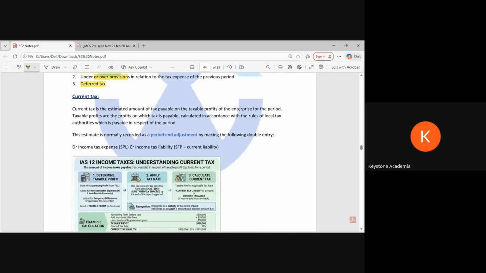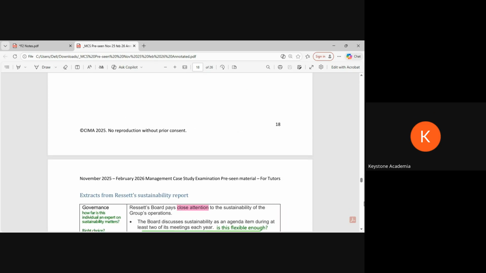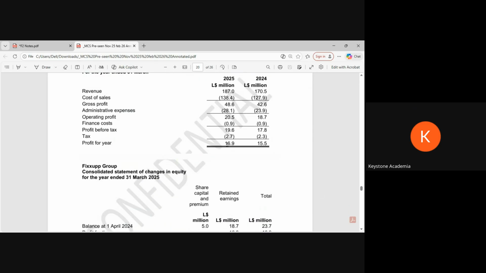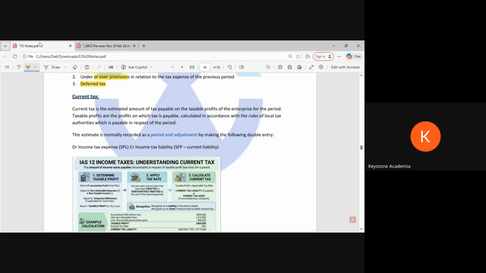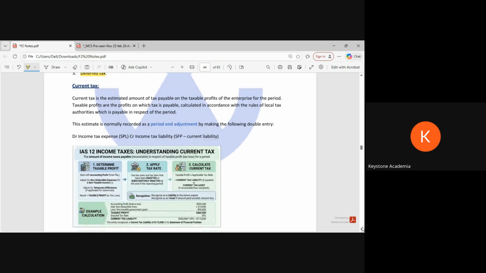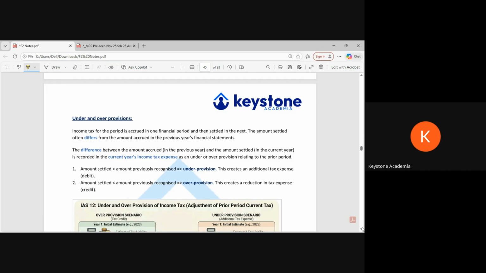What is current tax? Very logical. Current tax is the estimated amount of tax payable on the taxable profit of the enterprise for the period. Taxable profits are the ones on which tax is payable, calculated in accordance with the rules of local tax. For example, here, what number have we got for Ressett? How much did we pay? 2.7 million. So how did we arrive at 2.7 million? For last year we paid 2.3, so this has gone up. We can even calculate the percentage; I think we did last time. So that is current tax. It becomes debit income tax expense and credit liability. We don't need to do the debit credit entry, just for understanding.